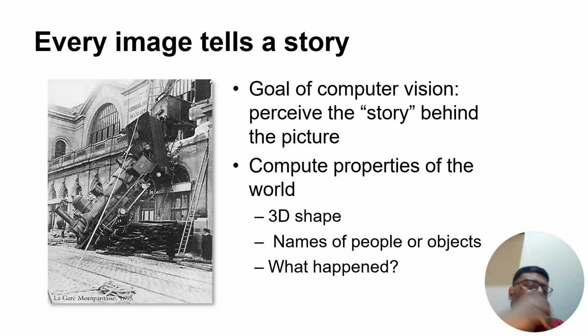The main goal of computer vision is to perceive the stories behind pictures and compute properties of the world, like 3D shapes and names of people or objects. This involves enhancing and transforming images to prepare them for analysis. Techniques can include filtering, edge detection, and noise reduction. There can be multiple other goals, for example, identifying and locating objects within an image.